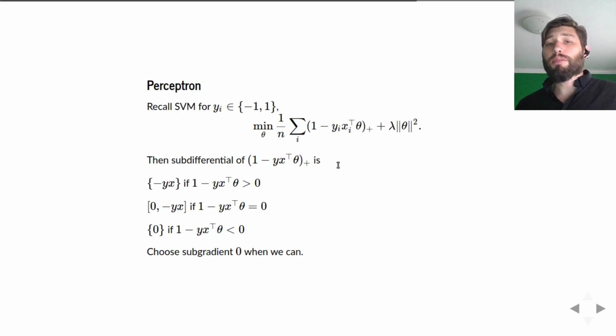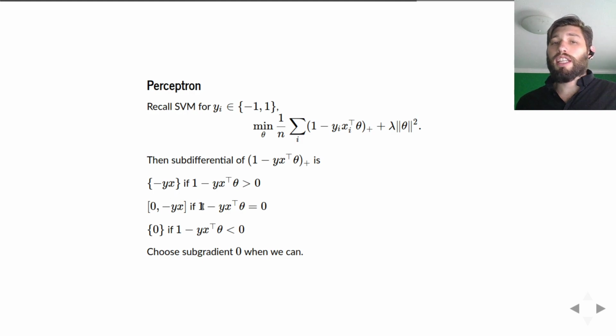Okay. So let's think of the subdifferential of this loss term, this hinge loss. This is minus y_i times x if 1 minus y_i times x transpose theta is greater than 0. Right? And so that's when you're on the wrong side of the margin, effectively, when you're either within the margin or on the wrong side of the hyperplane. That's what this is.